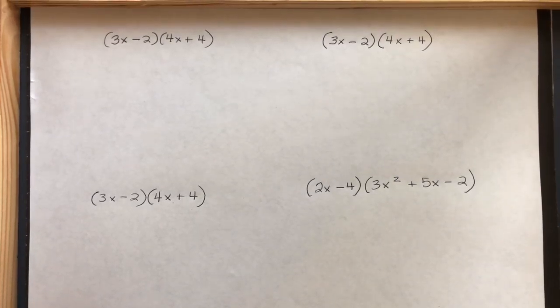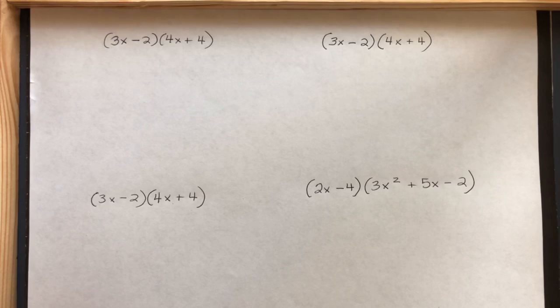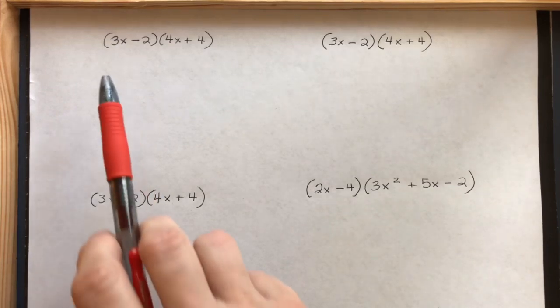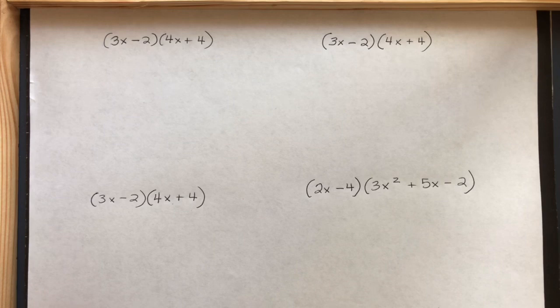Let's look again at multiplying polynomials. In this first problem, I have a binomial times a binomial, and we need to make sure that we know how to do this using the distributive property. We've done this before, and I know there are some shortcut methods, but you still have to be able to show that you can do it using the distributive property.